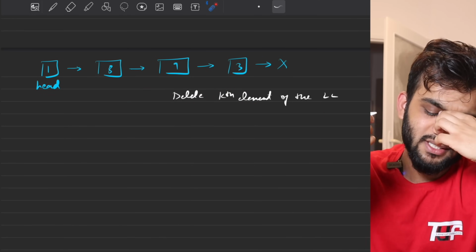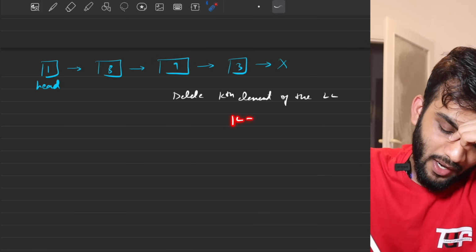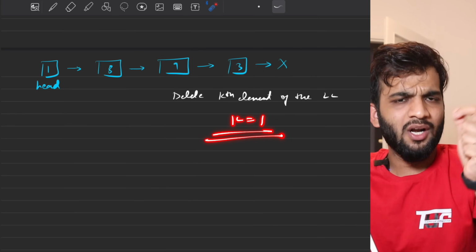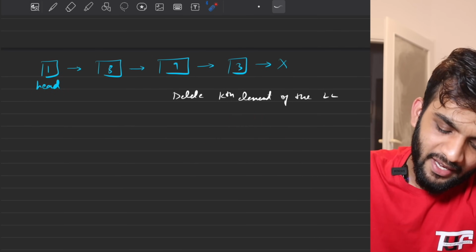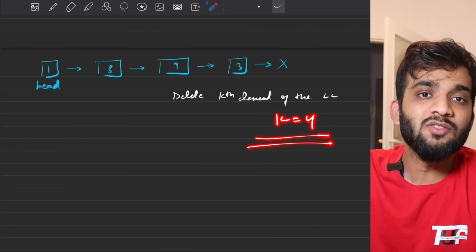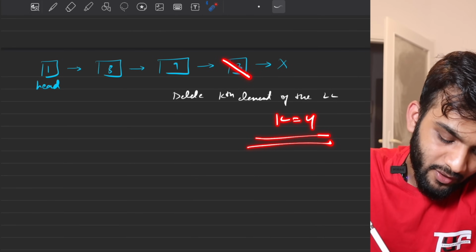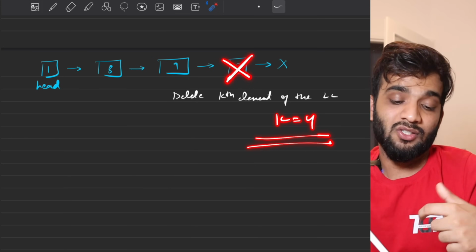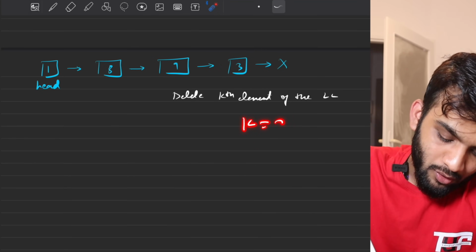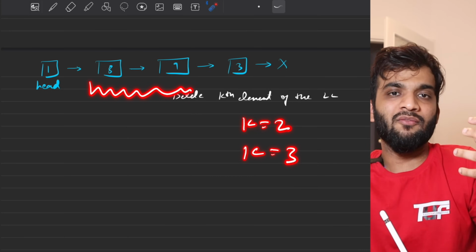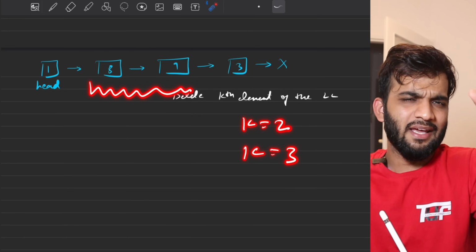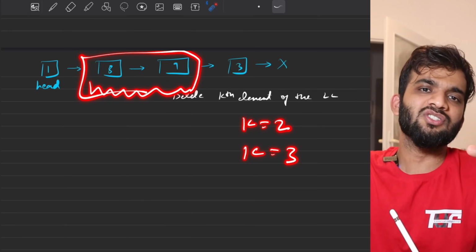Let's check out the next thing. What if k is 1? In that case, we boil down to the first problem, that is deleting the head. What if k is given as 4? In that case, we boil down to the problem where we delete the tail of the linked list. What if k is given as 2? What if k is given as 3? In that case, you boil down to the problem where you delete any of the middle nodes in the linked list.